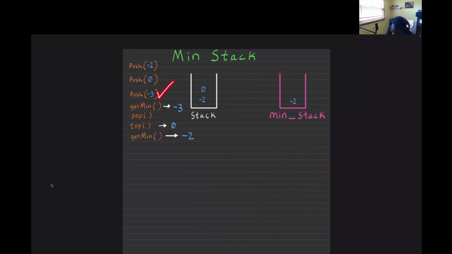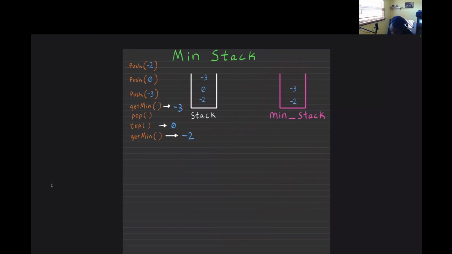So now we get to push -3. It always goes to our main stack. Does -3 go to our minStack? It does, because -3 is less than or equal to -2. It's less than, right? So now if we do a getMin, look how convenient it is. getMin is right there.